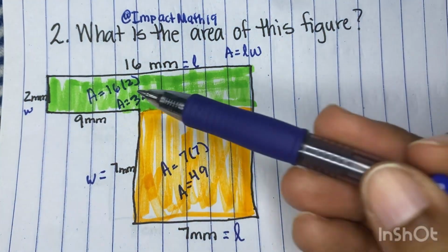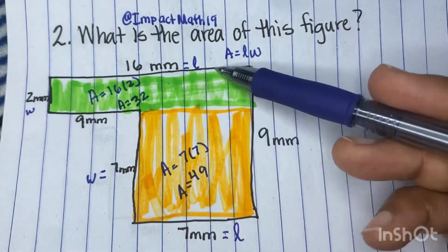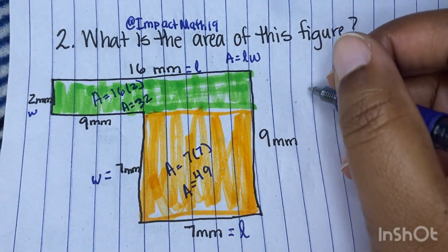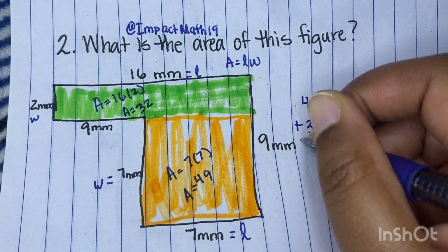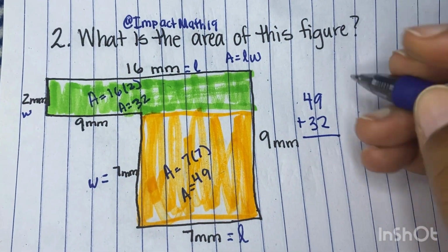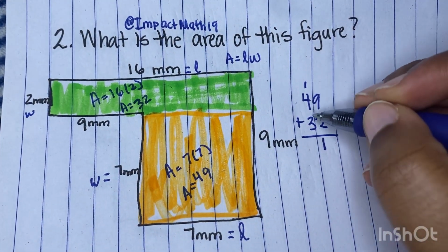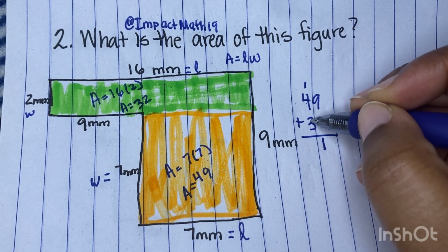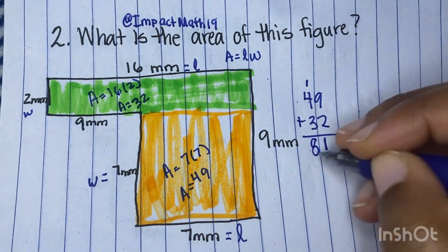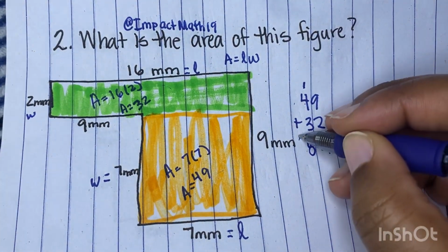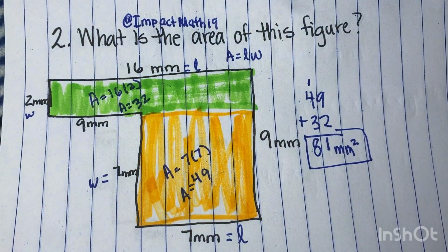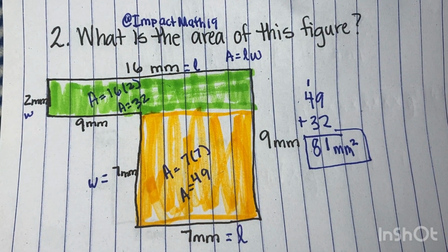And if we want to find the total area for our whole figure, we're going to have to do 49 plus 32. Okay. So 9 plus 2 is 11, carry the 1. And then 4 plus 3 is 7, plus 1 is 8. So we have 81 millimeters squared, because whenever you do area, you have to have those millimeters squared. And that's how we would figure out the area for this shape. All right, let's go to the next.